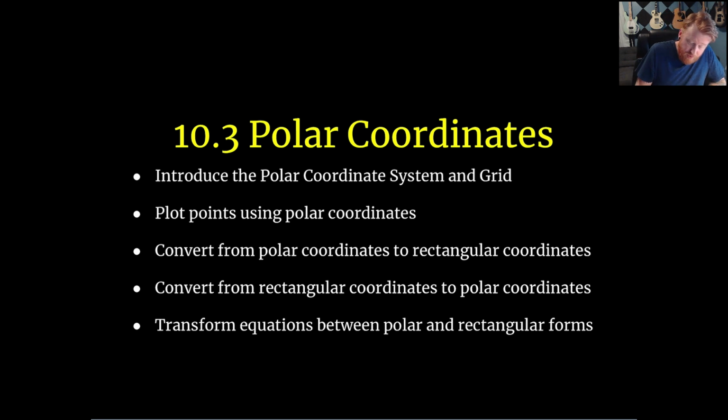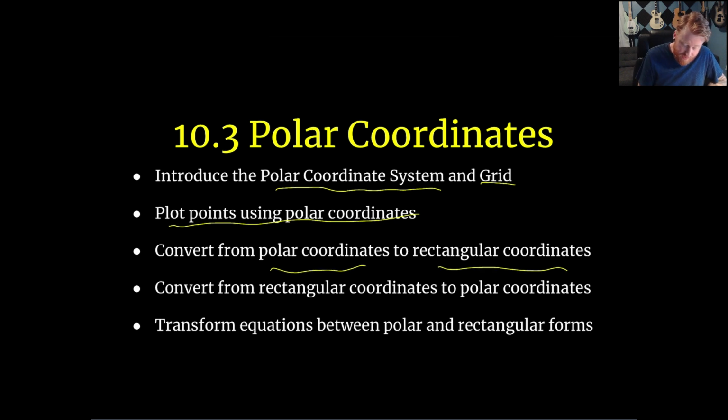We'll introduce the polar coordinate system and look at its grid. It will be a little bit different. Instead of looking at rectangular coordinates, which we can use by building rectangles, polar coordinates will have these concentric circles. So we'll use that to plot some points. We will convert some polar coordinates to rectangular coordinates and vice versa.